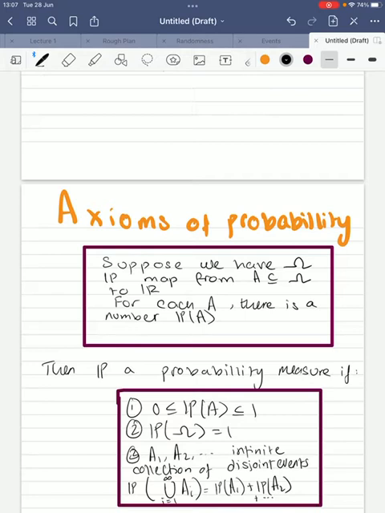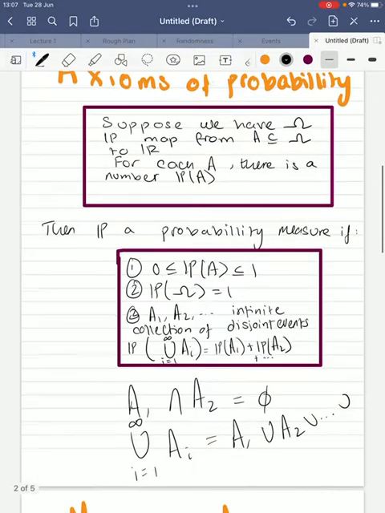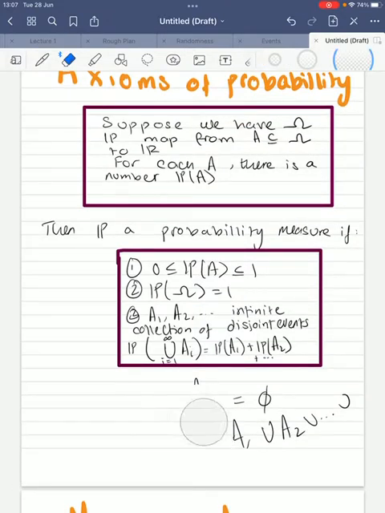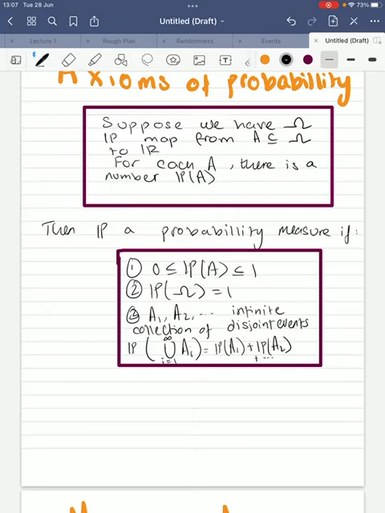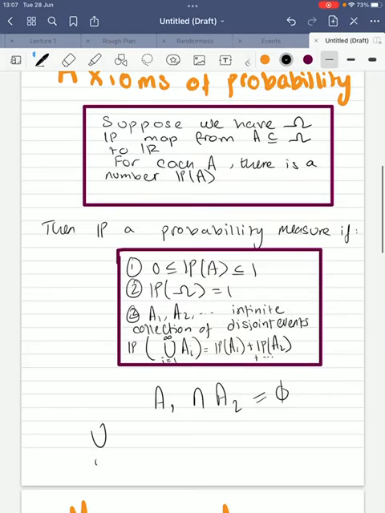And the third condition is that if you have an infinite collection of disjoint events, so remember a disjoint event is just their intersection is the empty set, these events cannot happen at the same time, then the probability of the union of these events, so a bit of notation, this thing here is just A1 union A2 and so on and so forth, yeah? So the probability of the union of these events is the probability of A1 add the probability of A2 add so on and so forth.